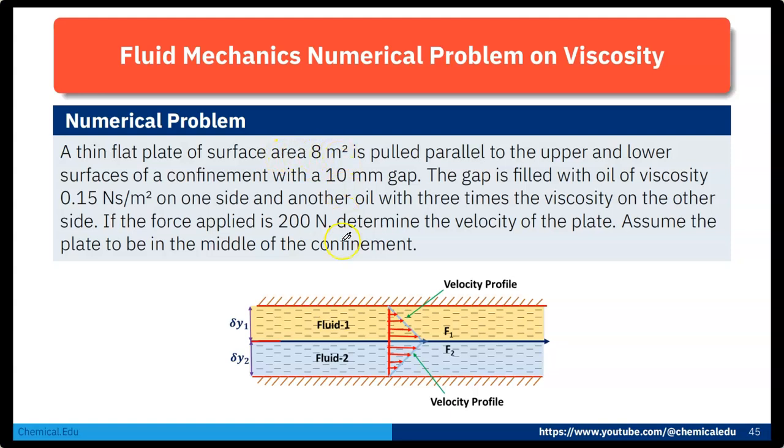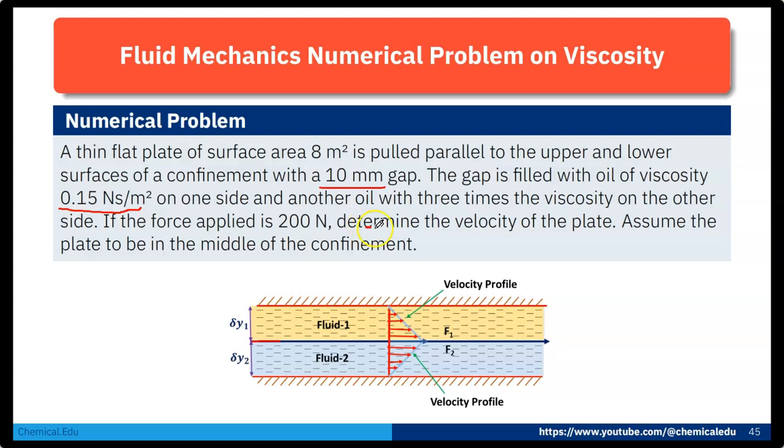So the surface area of that plate is 8 meter square, and the upper and lower surface, the distance between the two surfaces is 10 mm, the 10 mm gap. The gap is filled with oil. So on one side the viscosity of the oil is 0.15 Newton second per meter square. On the other side the viscosity is 3 times 0.15, and the force applied is 200 Newton to that thin plate.